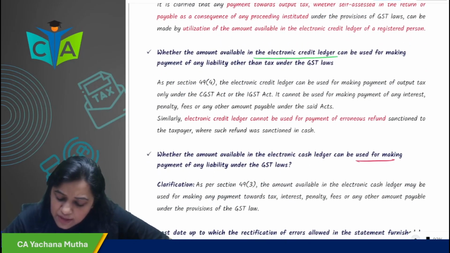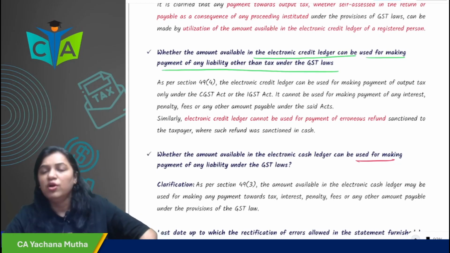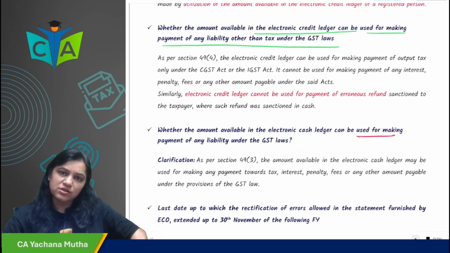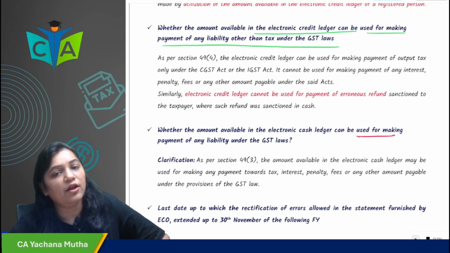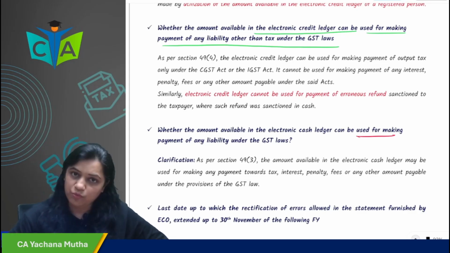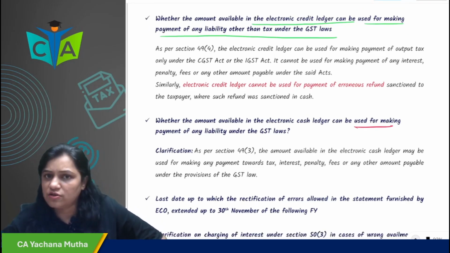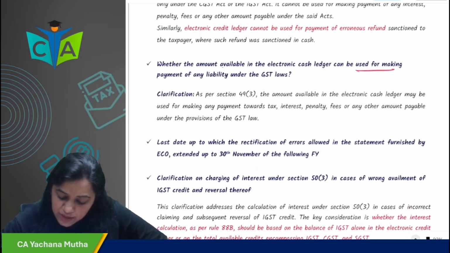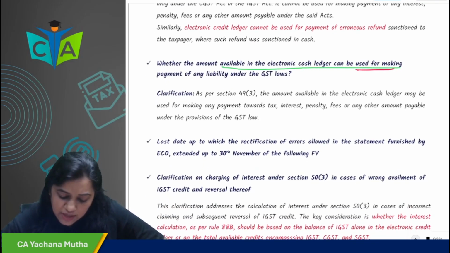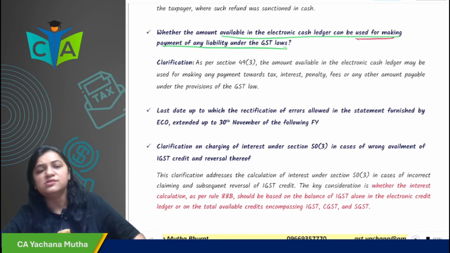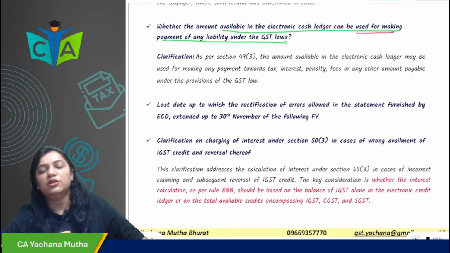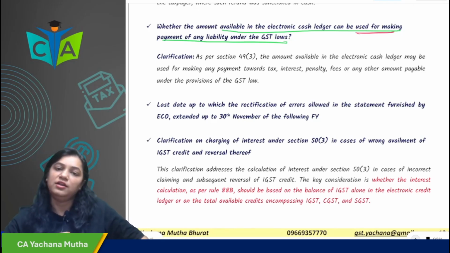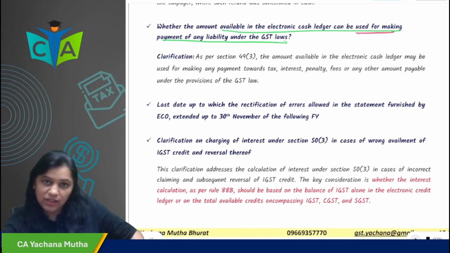Whether the amount available in the electronic credit ledger can be used for making payment of any liability other than tax? No, it cannot be. This we have already discussed. It cannot be used for payment other than output tax, that is, for interest, penalty, fees or any other amount. Whether the amount available in the electronic cash ledger can be used for making payment of any liability? Yes, it can. You have to deposit that amount in that particular minor head of the major head and then you can use it, or you have to transfer and then you can use it.